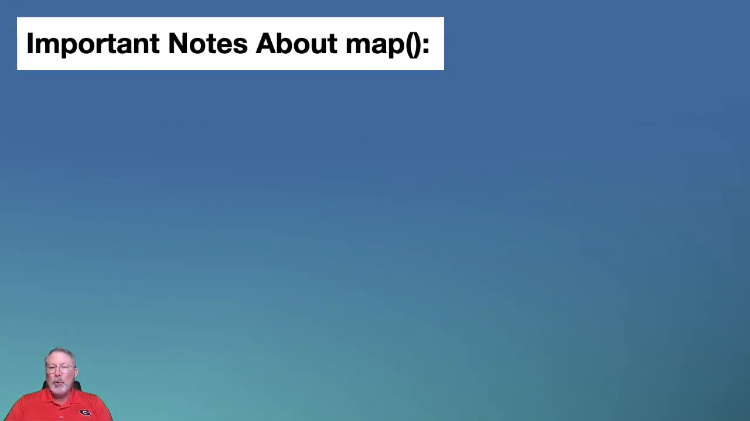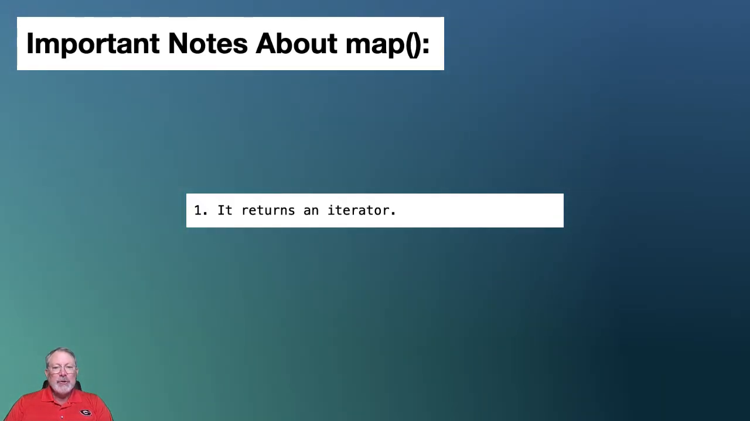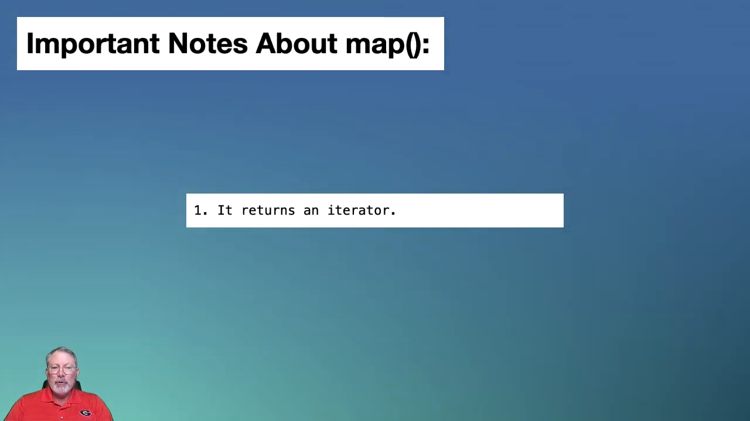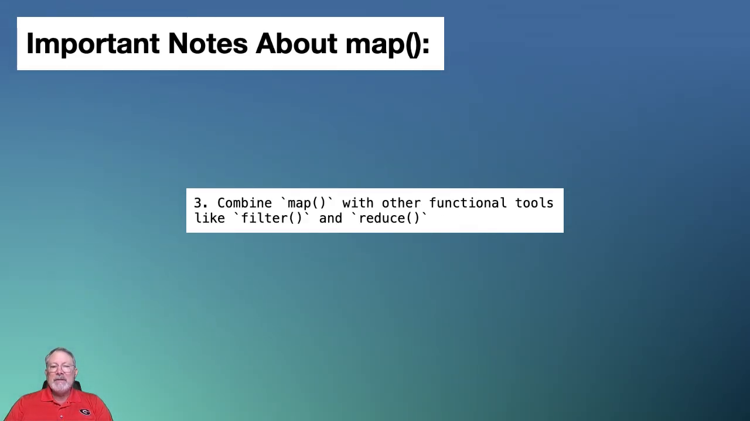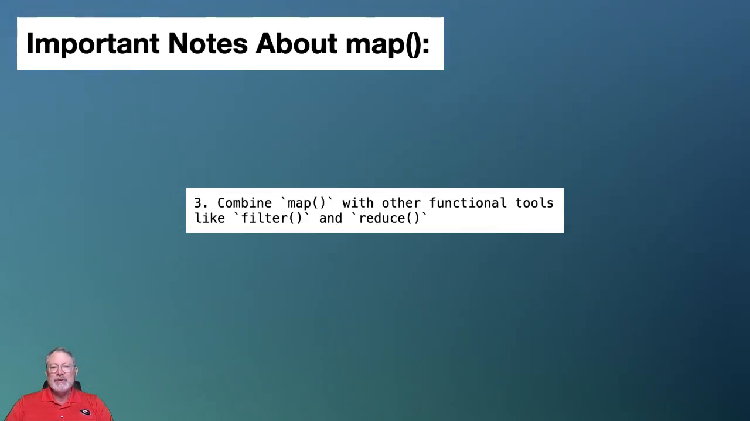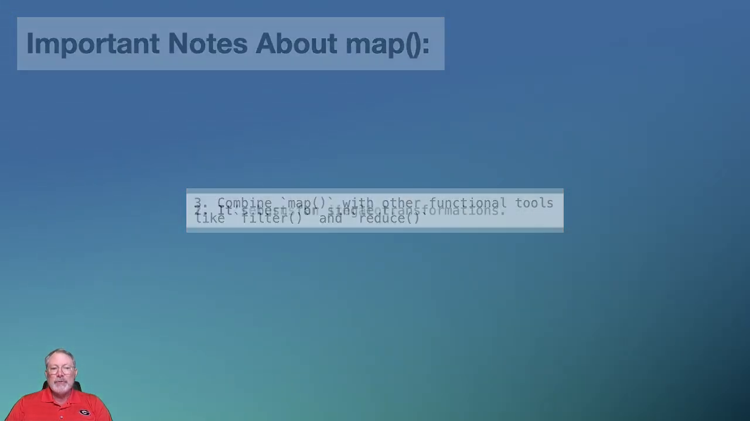Here are some important points about the map function. It returns an iterator, so you need to convert it to a list, tuple, or another iterable to view the results. It's best for single transformations. Use list comprehensions for more readability in simple cases. Combining the map function with other functional tools like filter and reduce can streamline complex workflows.